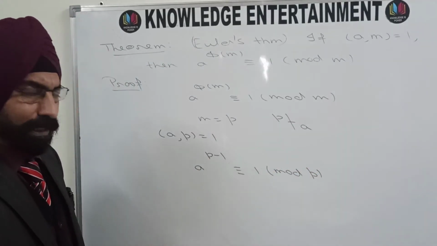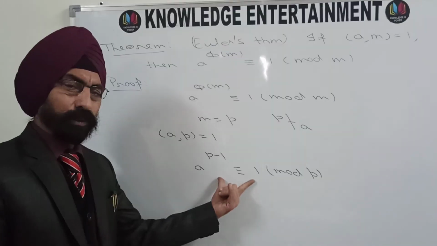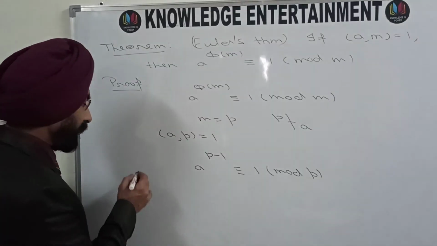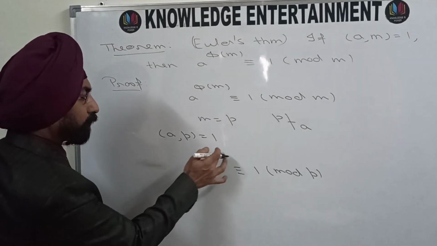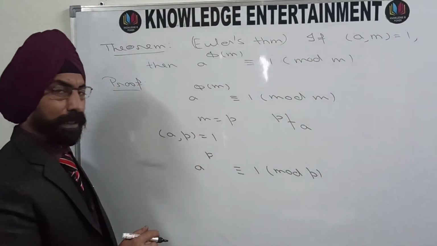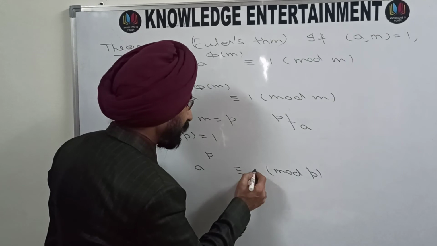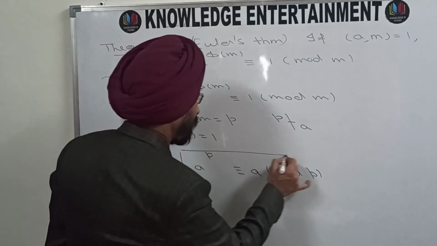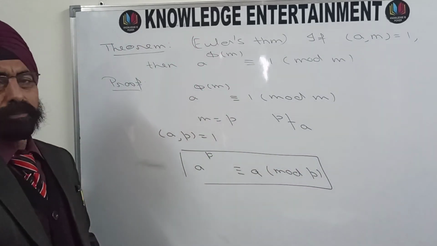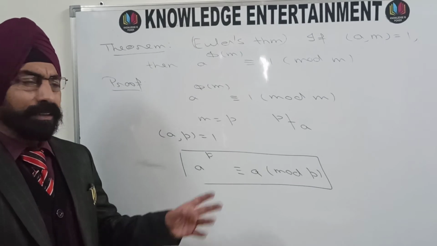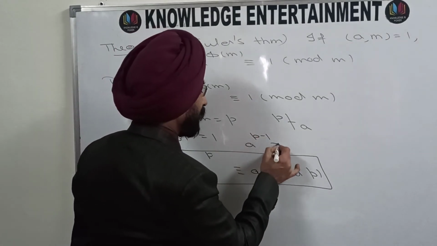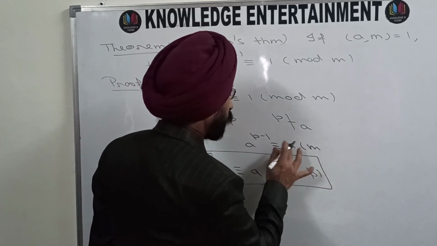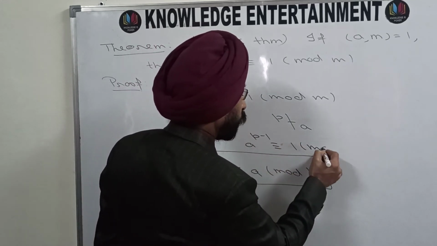And if you multiply the congruence equation both sides by A, what will you get? A raised to the power P minus 1 into A will become A power P. On the right hand side you will get A. So A power P is congruent to A modulo P. This result, that means A raised to the power P minus 1 is congruent to 1 modulo P.